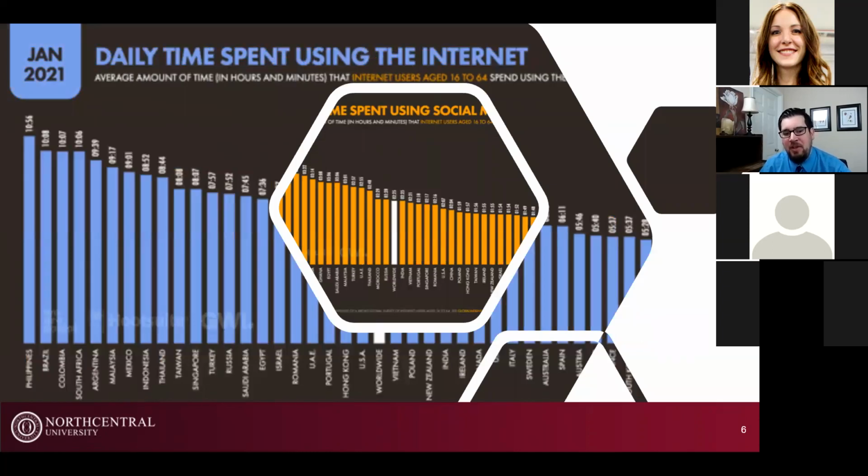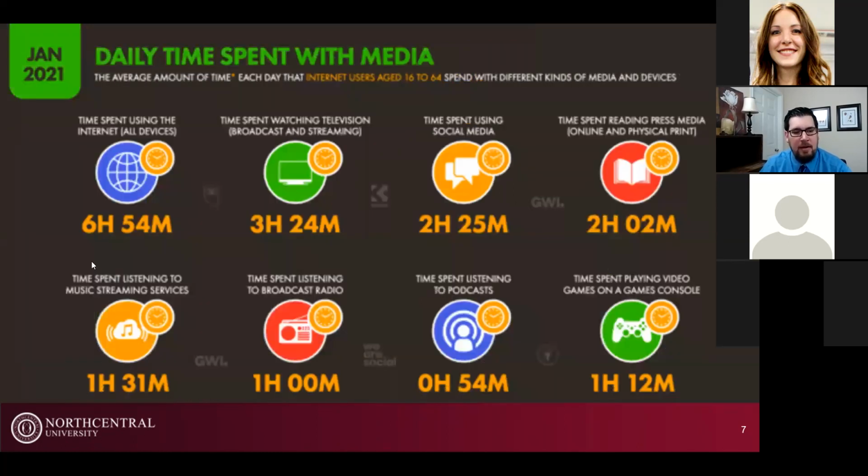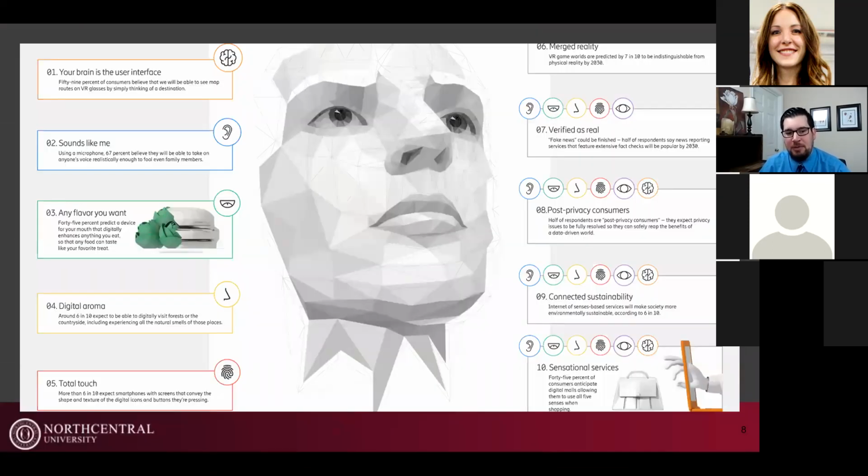Learners differ by region, but the US is about average in internet use and social media use. But distractions abound for learners. At 7 hours per day online, there are endless ways to spend time online, connected. By 2030, experts predict an internet of senses where we can hear, smell, taste, touch anything digital.